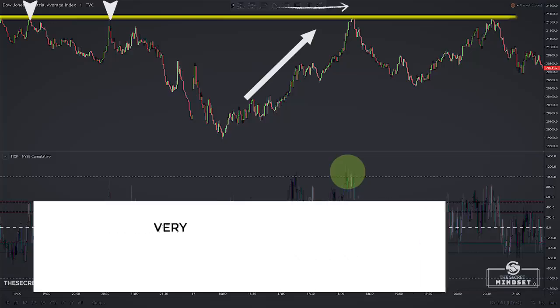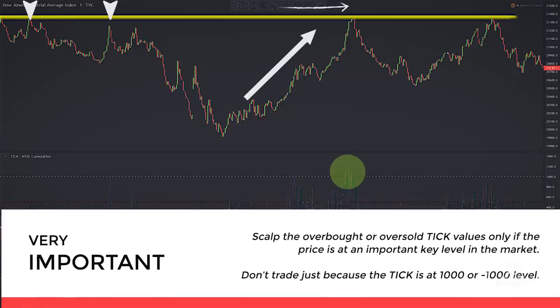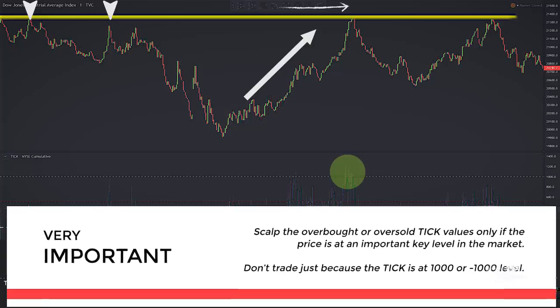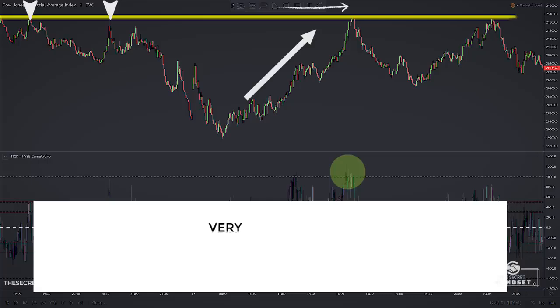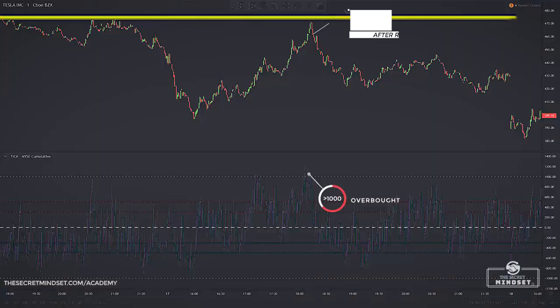Here's an important point. You must scalp these overbought or oversold readings only if the price is at an important key level in the market. You don't trade simply because the tick is at the 1000 or minus 1000 level. Use it in conjunction with price. Here are several valid tick trades around support and resistance levels.